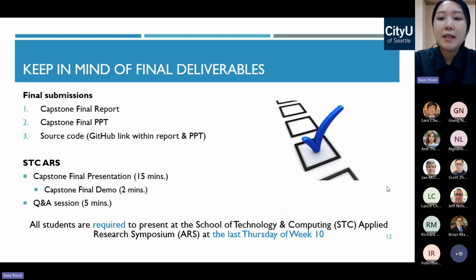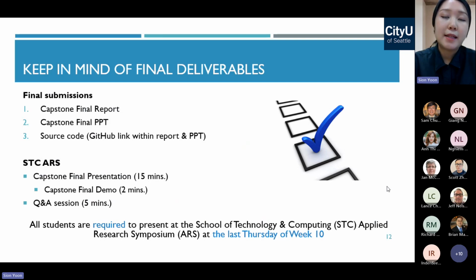Another thing to keep in mind is the final deliverable. In week 10, what is expected is the final paper, the presentation, and for those who have source code, a GitHub link can be provided on the report and the presentation.